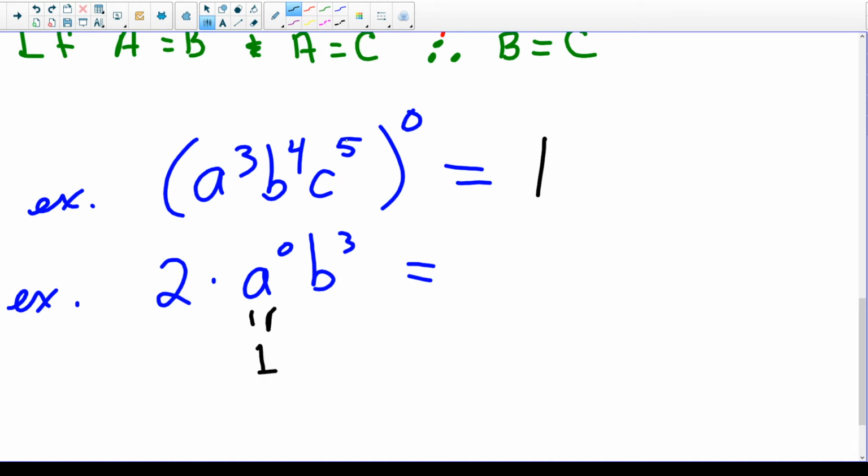All right? But the rest of it is still there. So our final answer, if I write it out the long way, would be 2 times 1 times b to the 3, which would just be 2 times b to the 3.